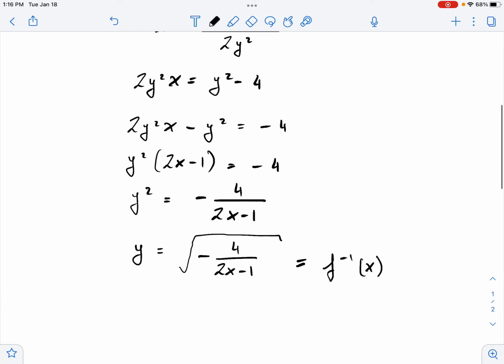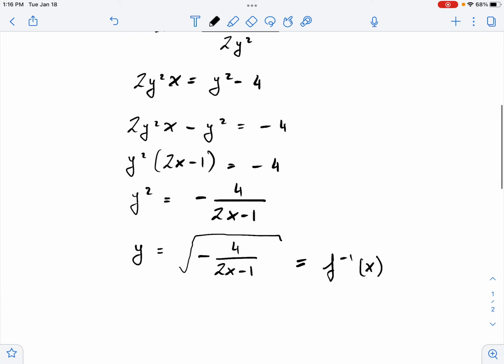And the way we do that is we take the composite f of f inverse of x, and this should be equal to x. Then, once we've done that, we will take f inverse of f of x, take the composite of f inverse of f, and that too should be equal to x. So let's take them one at a time.